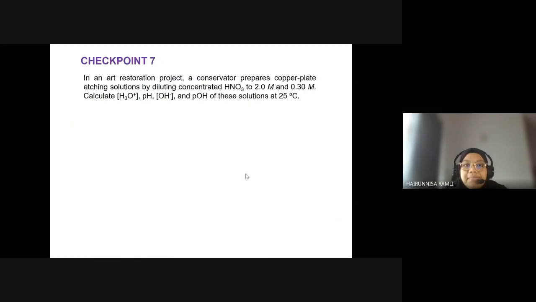Okay, cuba jawab ni. Checkpoint 7. 2 molar and 0.3 molar. Calculate dia nak semua. Now dia nak juga pOH. Cuba jawab jap. Nanti kita check jawapan. Sebab ni tak ada final answer kan.